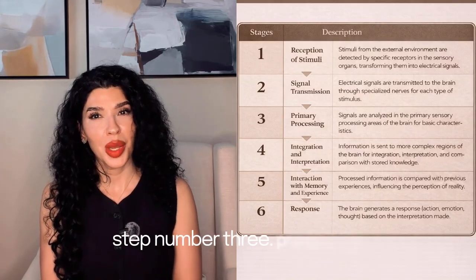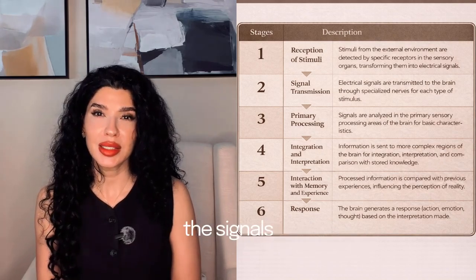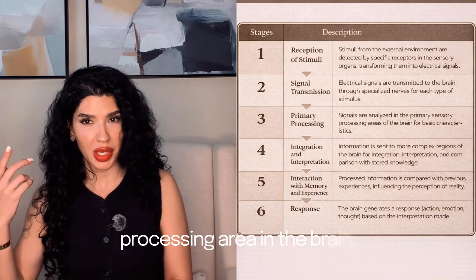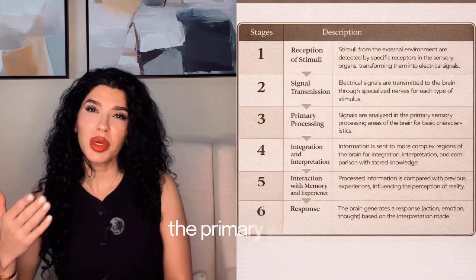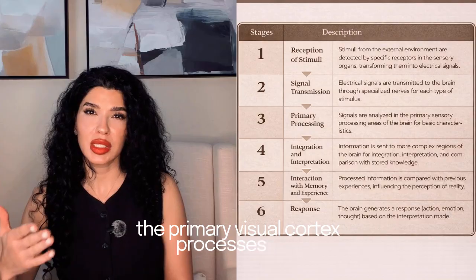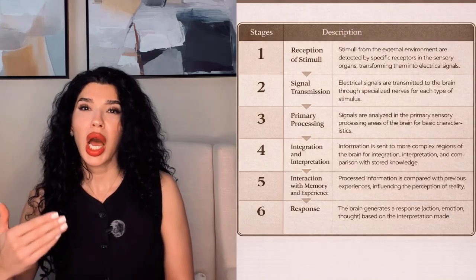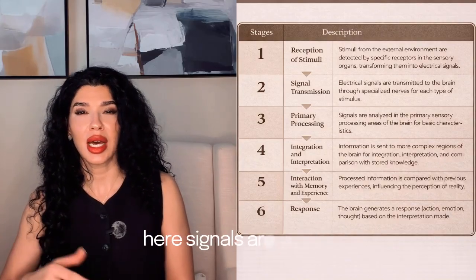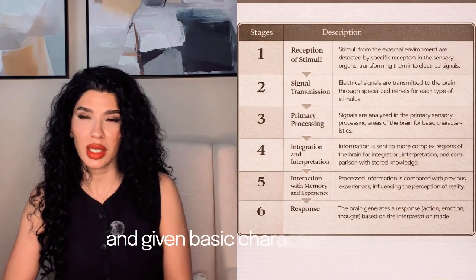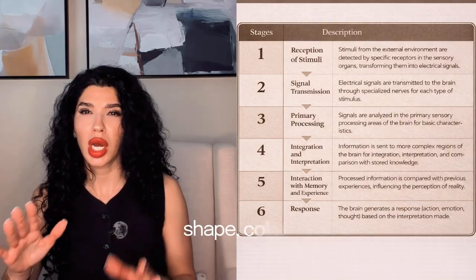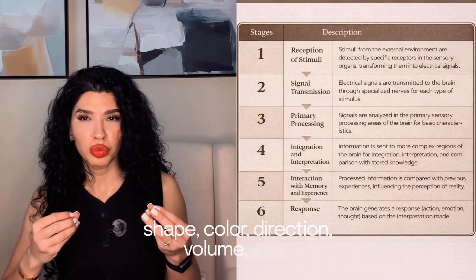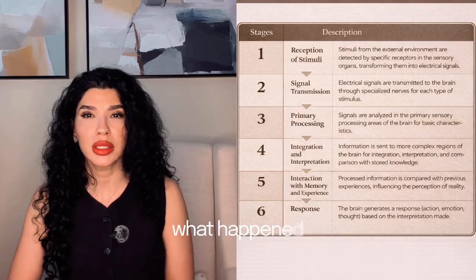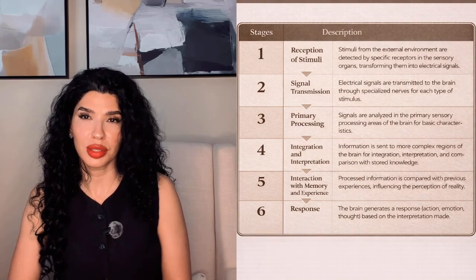Step number three, processing. The signals now reach specialized processing areas in the brain. The primary visual cortex processes visual information. The auditory region processes sound. Here signals are analyzed and given basic characteristics: shape, color, direction, volume, speed. This is the foundation for understanding what happened in the external world.